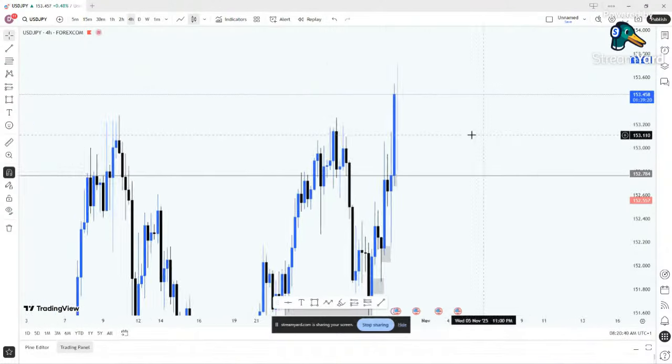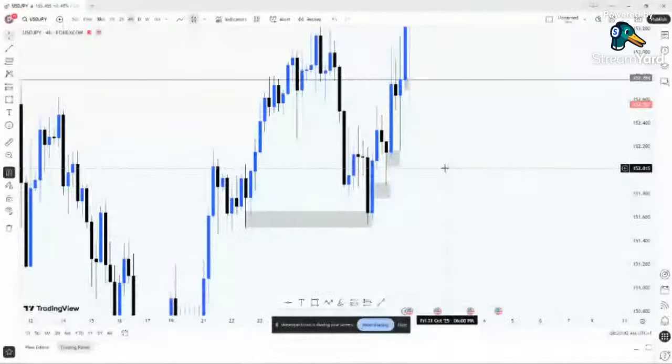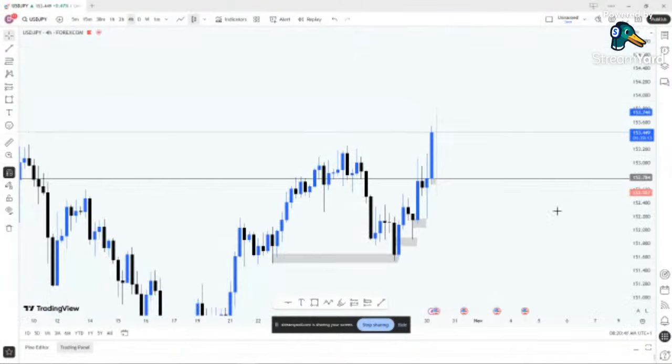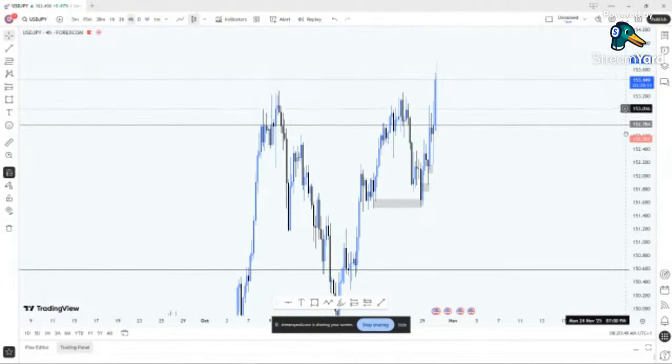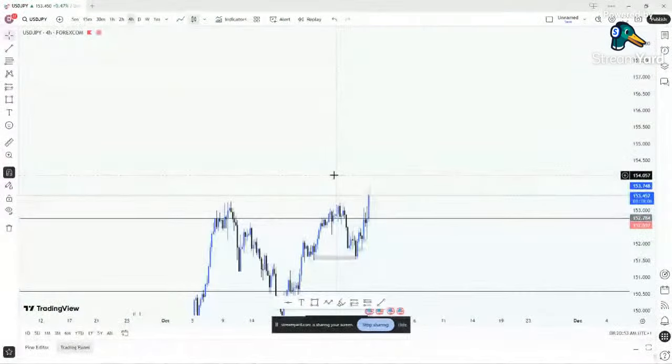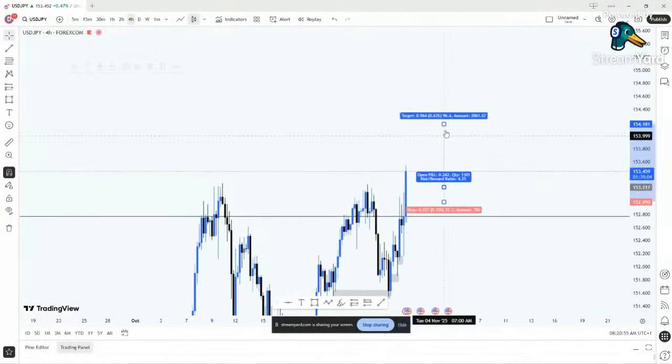Now on USDJPY, yesterday I was bullish. Right, today I'm still going to be bullish because it's still buying and it has not gotten to any level for me to start looking out for sells. So I'm still very much bullish on this market.